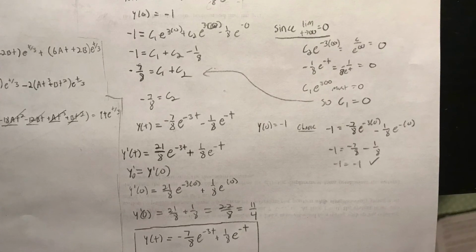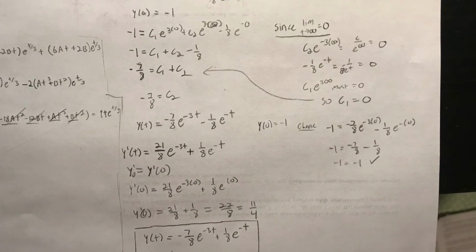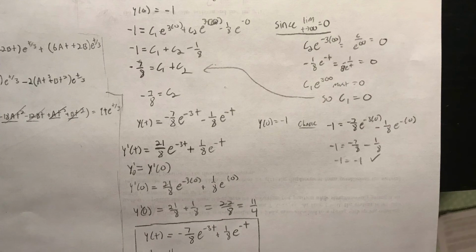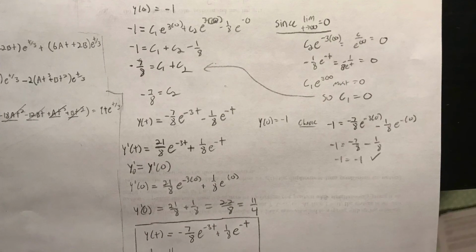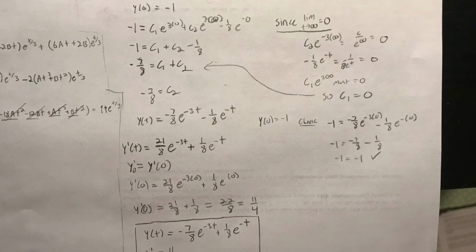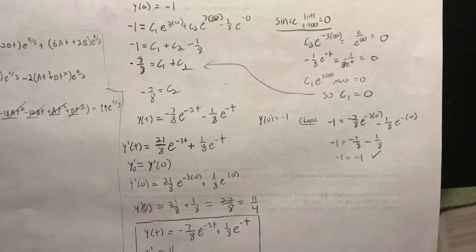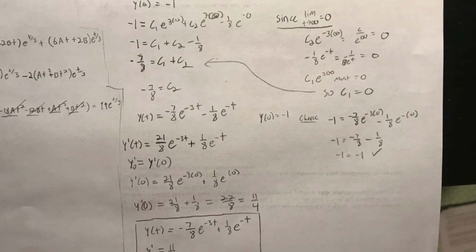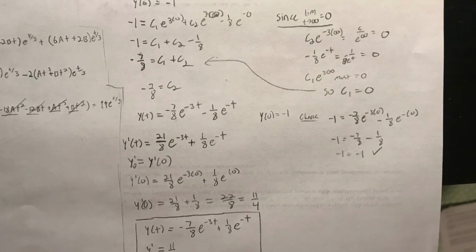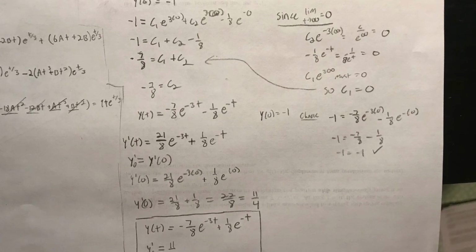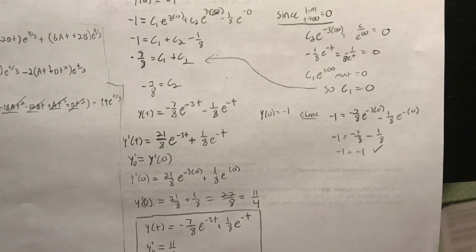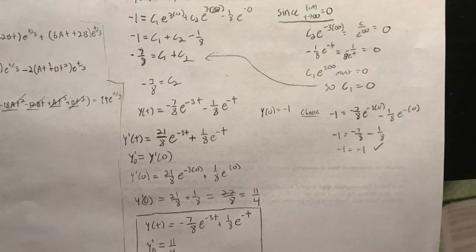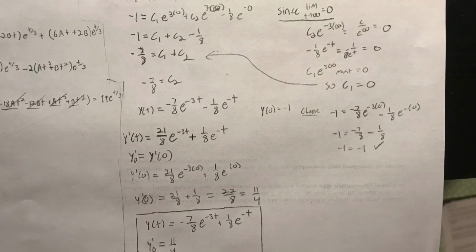So plugging c1 equals 0 back into our solution, we get negative 7 over 8 equals c2. And since c1 equals 0, that whole part of the equation equals 0. So y(t) equals negative 7 over 8 times e to the negative 3t minus 1 over 8 times e to the negative t. And now we can differentiate and get y prime, which is 21 over 8 times e to the negative 3t plus 1 over 8 times e to the negative t.